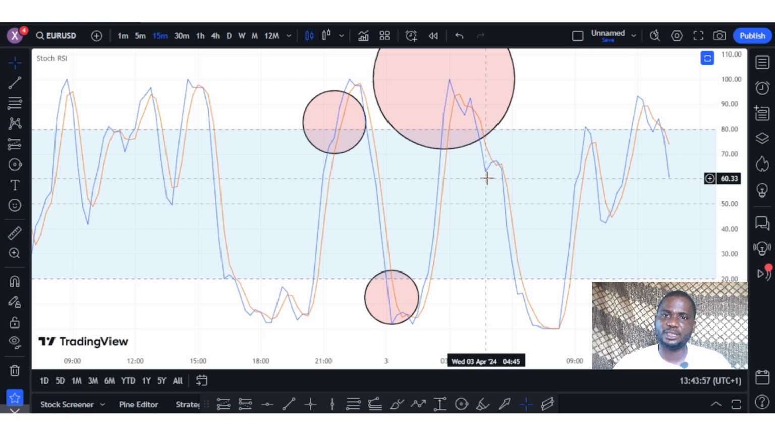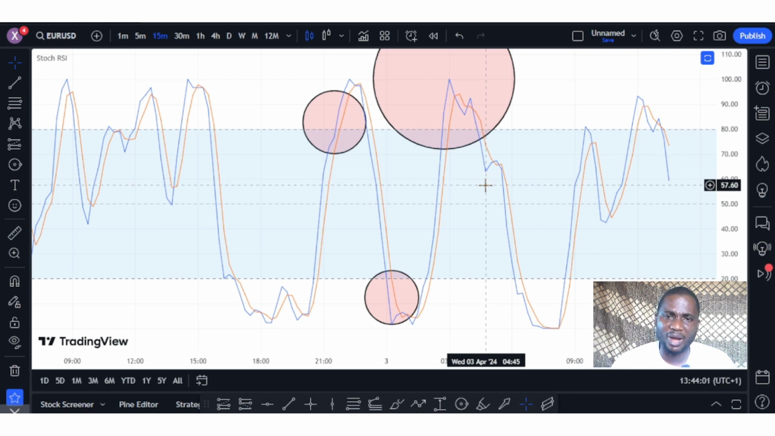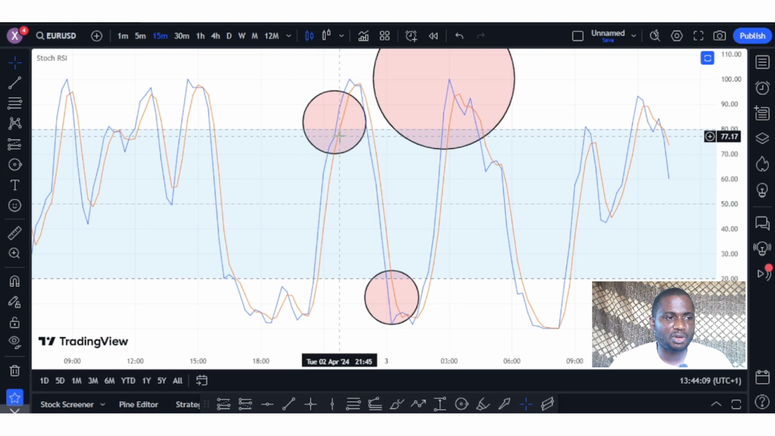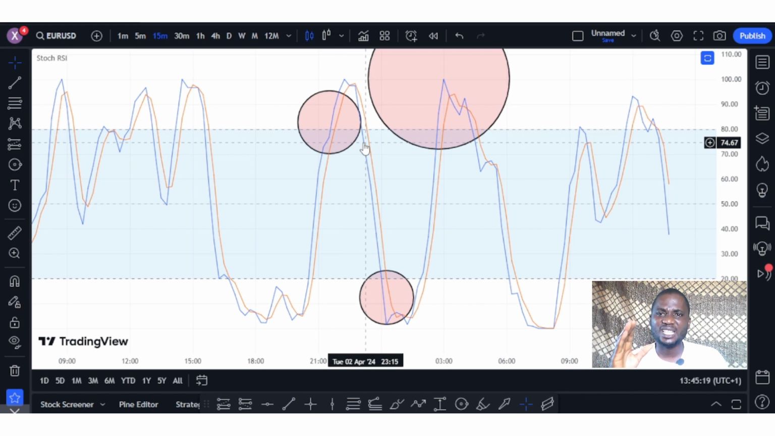Now, how do you trade the stochastic crossover? Number one, as a trader, one thing I want you to understand is that once the price crosses above the 80 level, you must make sure that the K line and the D line are below the 80 line. And once it is below the 80 line, that is when you will enter your sell trade and take your profit.